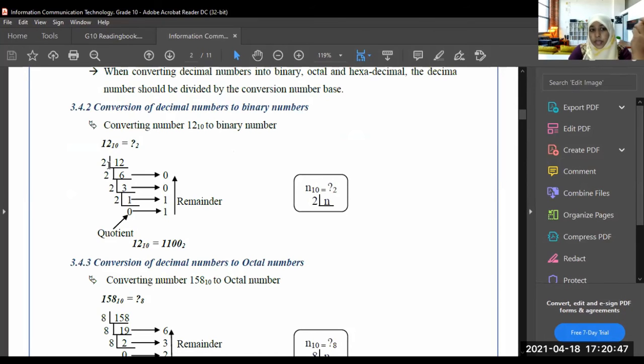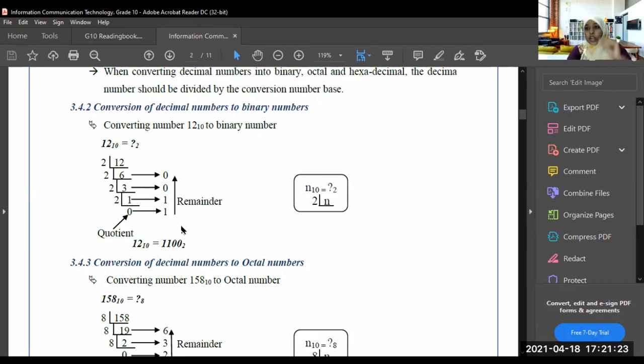So 12, how many 2s within 12? 6. Is there any remainder? No, 0. How many 2s within 6? 3 times. Any remainder? No. How many 2s within 3? 1 time, 1 remaining. Understood? How many 2s within 1? 0 times. Any remainder? 1. So the answer is this.